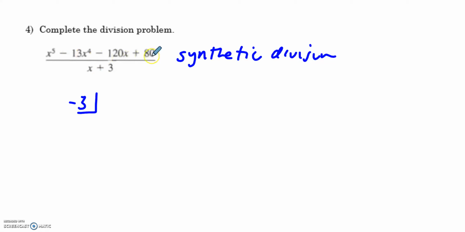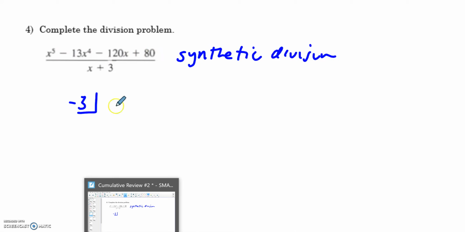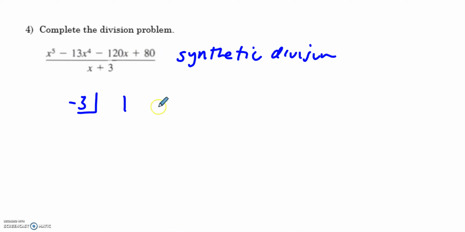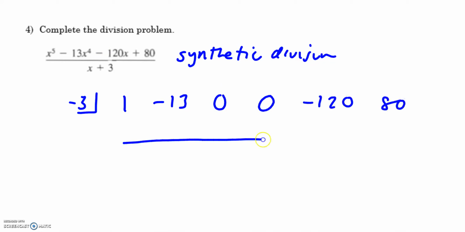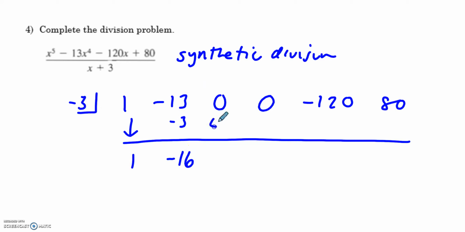If I write my lead coefficients, and please be careful for placeholders, we would have 1, negative 13, 0 for x cubed, 0 for x squared, negative 120, and then 80. So if I bring down the 1, negative 3 times 1 is negative 3. Combined down is negative 16. Negative 16 times negative 3 is positive 48. Combined down is 48. 48 times negative 3 would get me negative 144.